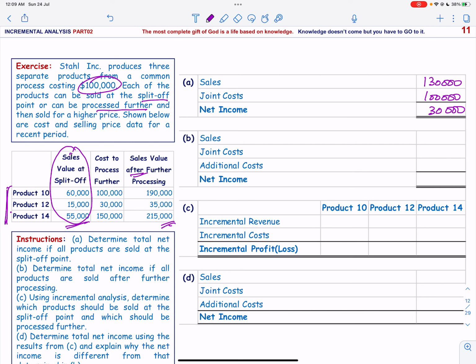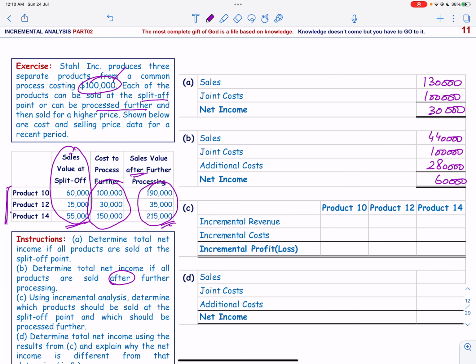Determine total net income if all products are sold after further processing. So after further processing, the total sales value will be 440,000. The joint cost is 100,000 and the additional cost will be 280,000. So the net income will be 60,000.